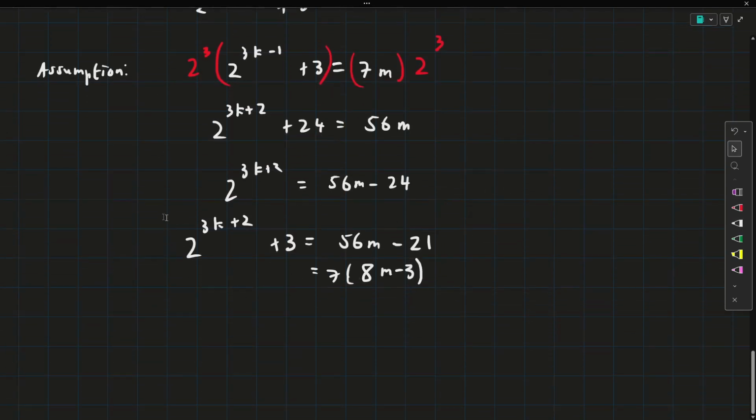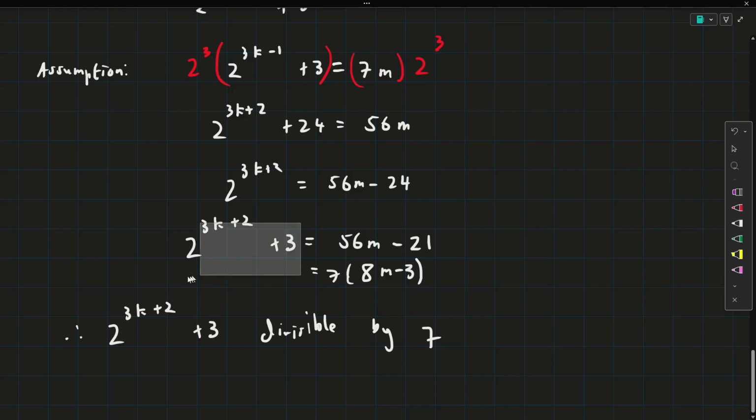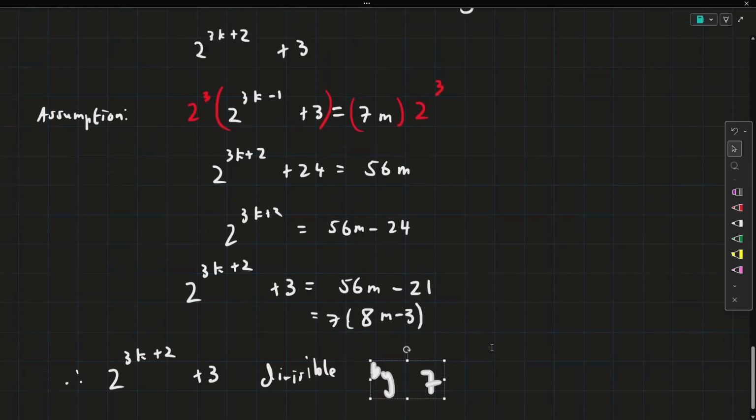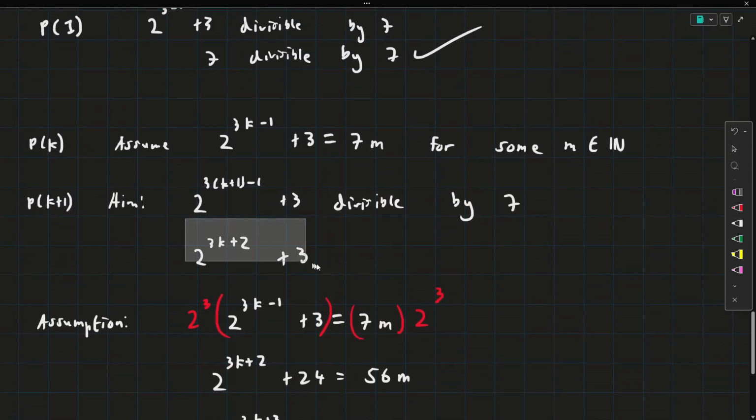So since we can write 3 to the power of k plus 2 plus 3 as a multiple of 7, we can say that this thing is divisible by 7. The way to see that is if I bring the 7 to the other side as division, then we have this thing divided by 7 is a whole number. So that's why it's divisible by 7. And that's exactly what we wanted to prove, right? We wanted to prove that this thing was divisible by 7.